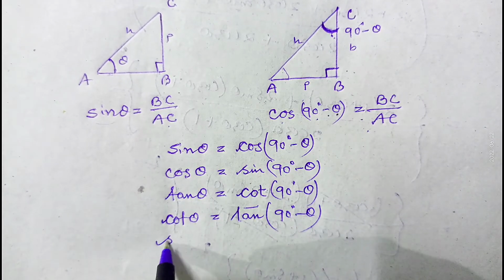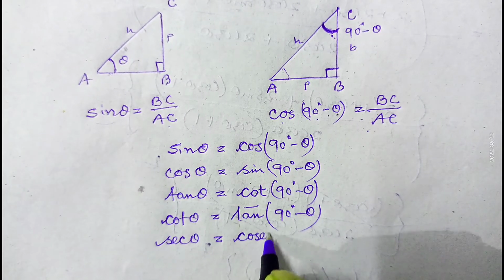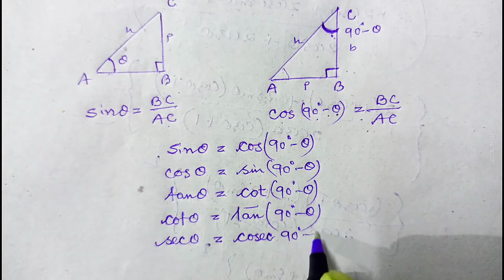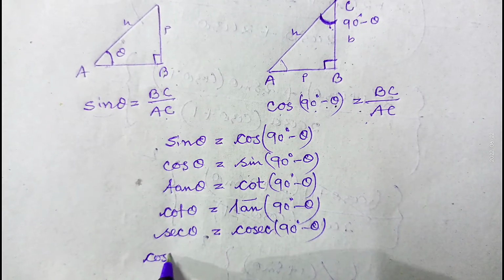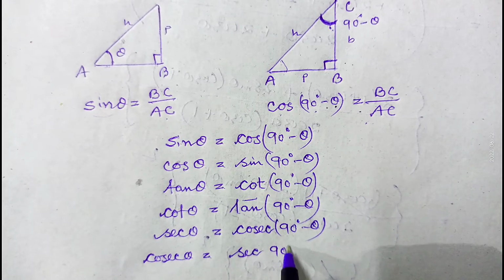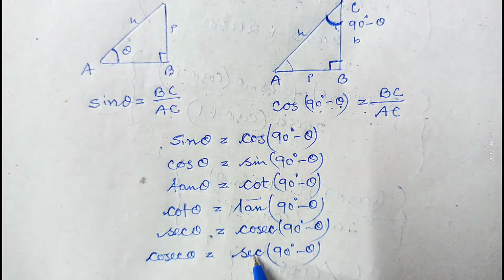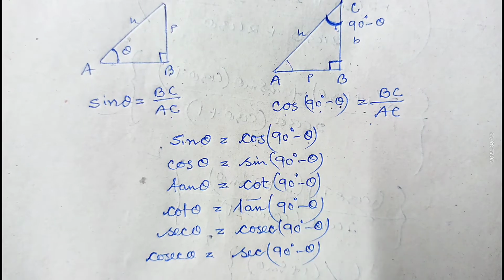Next one is sec theta equal to cosec of 90 minus theta, and the last one is cosec theta equal to sec of 90 minus theta. These relations we have to remember because they will be needed while doing sums of 8C. So sine theta equal to cos of 90 minus theta.